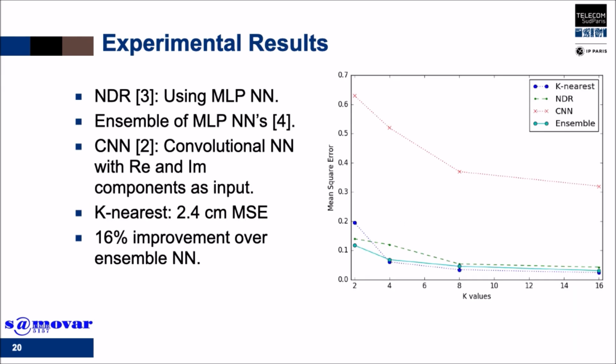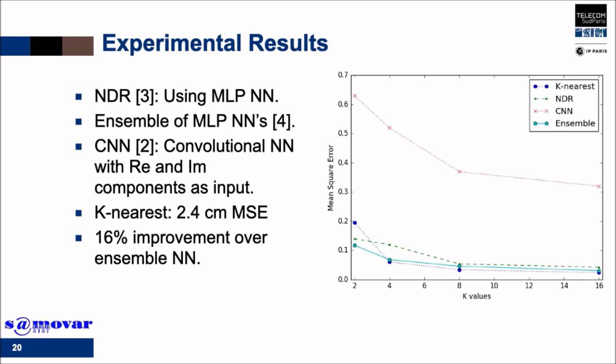Now we compare the results of the k-nearest neighbor solution to other state-of-the-art methods applied to the same dataset. NDR uses a multi-layer perceptron neural network on the magnitude component. Ensemble uses a number of MLP together to enhance the estimation. CNN uses a convolution neural network on both the real and imaginary components altogether.